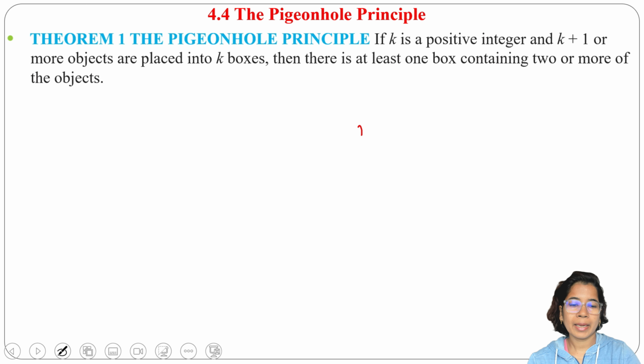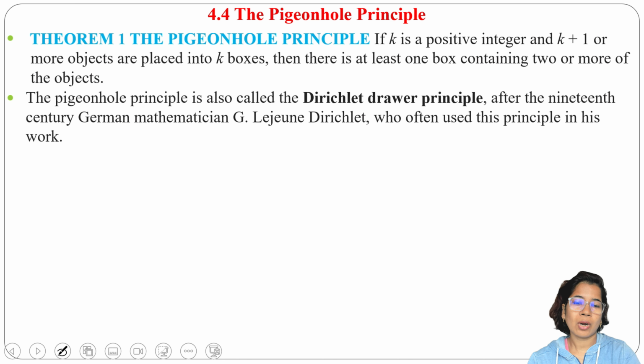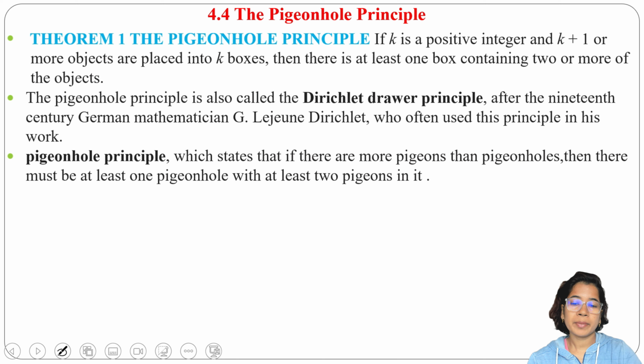So let there be n objects, n greater than or equal to k plus 1. There are k boxes and n objects will fit in k boxes. So in at least one box there will be more than one object. The pigeonhole principle, also called the Dirichlet principle, is used very much by mathematicians. It states that if there are more pigeons than pigeonholes, then there must be at least one pigeonhole with at least 2 pigeons in it.